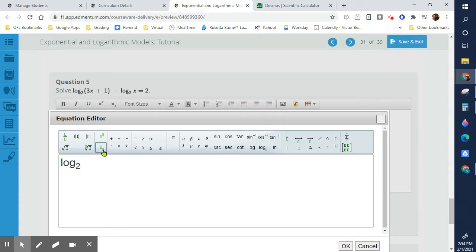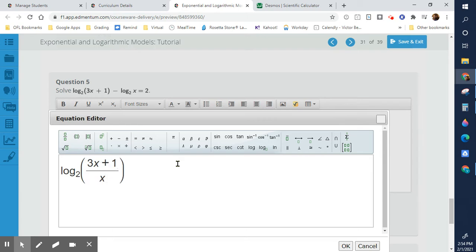Log base 2 of, now we're going to use their parentheses because I want a fraction, so I wanted it to get bigger. If you use your own parentheses, the parentheses don't get bigger. So you want to use their function so that it does get bigger. And we're going to have 3x plus 1 over x.